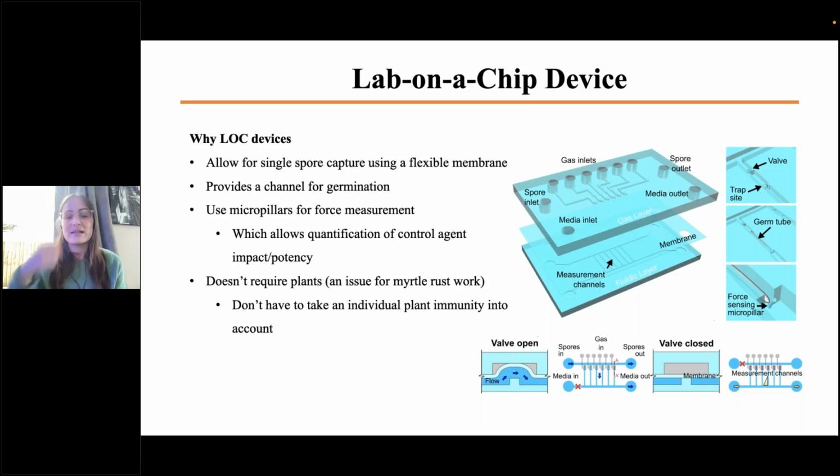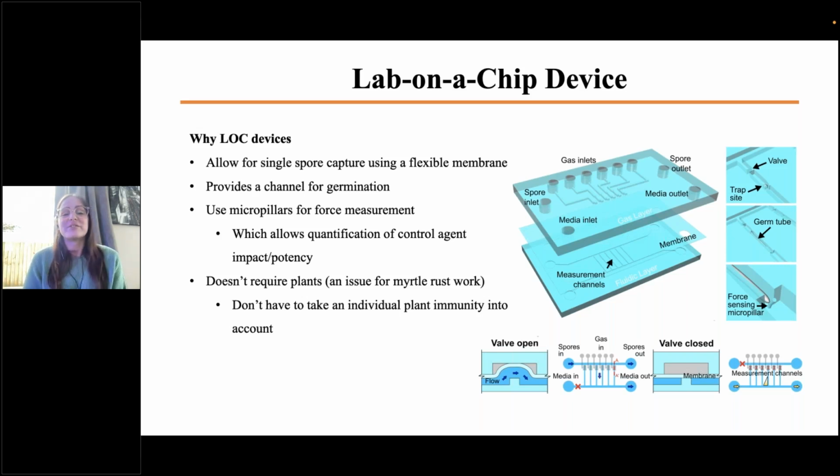So these pillars allow you to quantify the effects of control agents. You can also place them at different lengths so that you could see, say after 2 hours of germination, how does a control agent impact growth versus after 12 hours of growth.